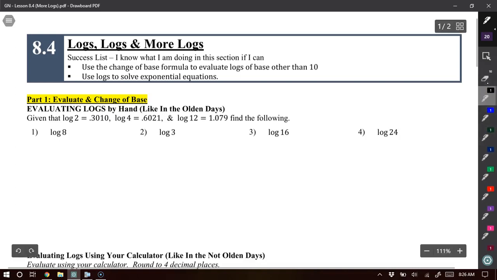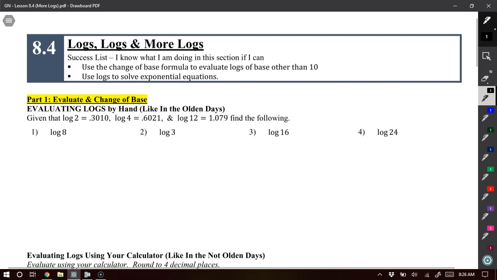In this video, we're going to get lesson 8.4, which is diving deeper into logarithms. We're going to look at evaluating them, changing the base more, and we're going to look at solving them with exponential equations. So this video really has two parts: evaluating and solving for it. So let's start with part one.